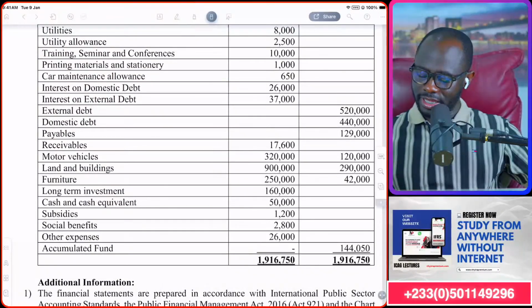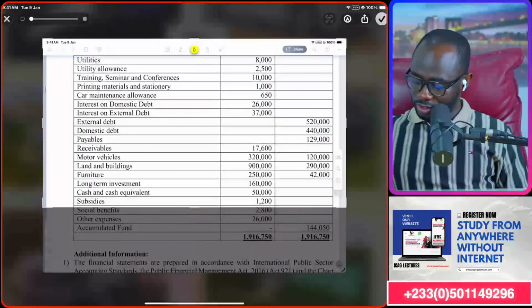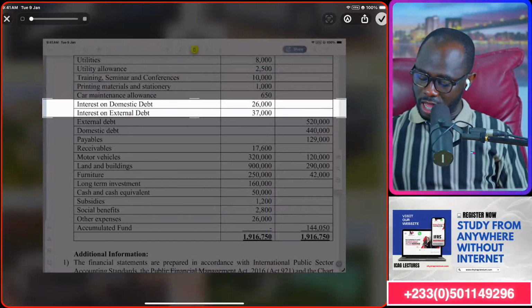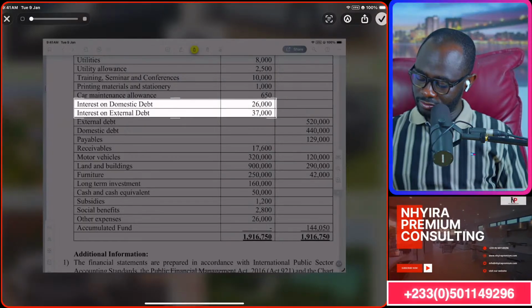Then next one, interest on domestic debt, interest on external debt. Okay, so let's add the two up to give us public debt interest.